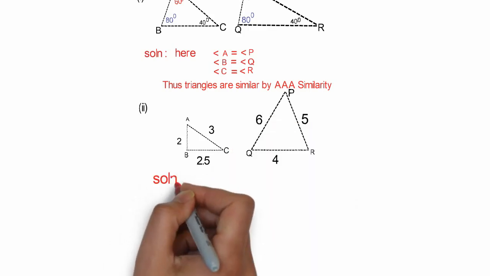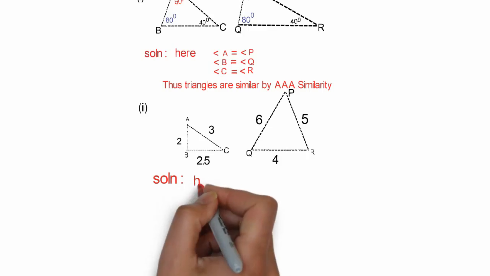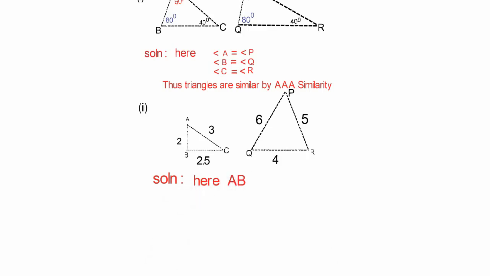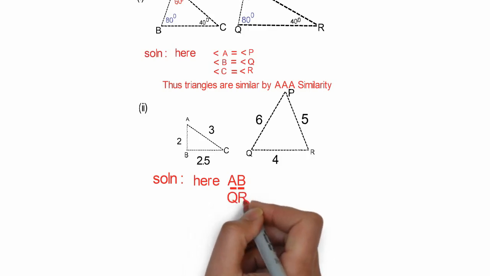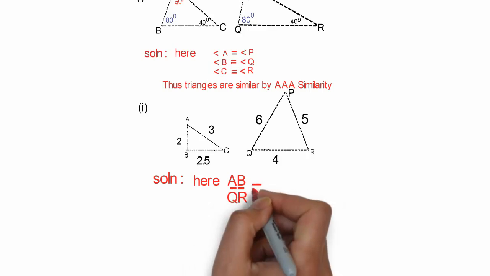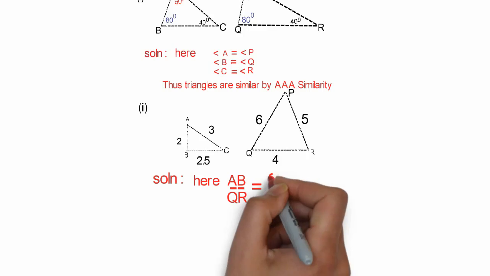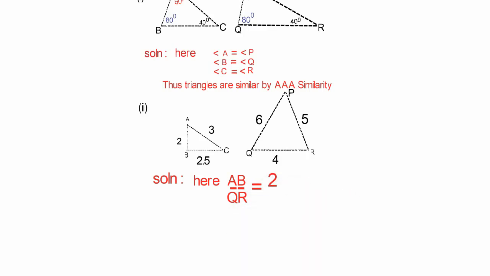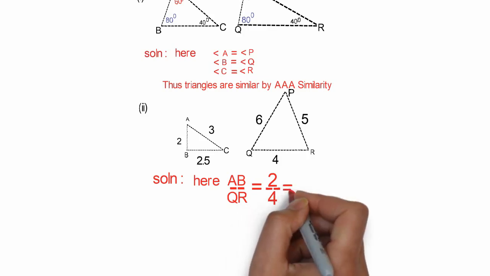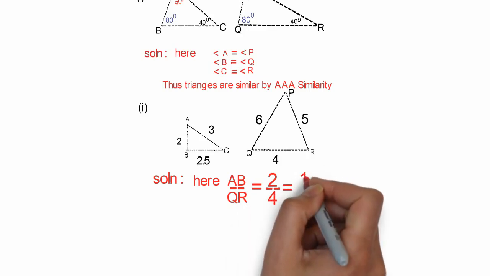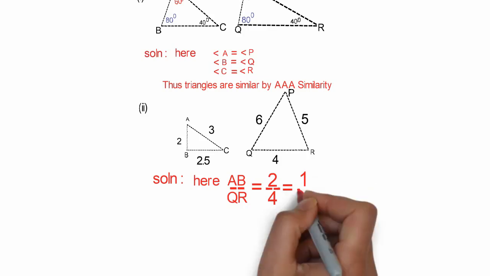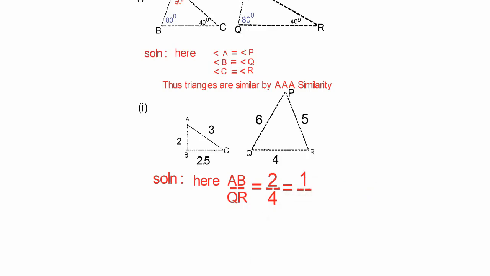Now come to the solution. Since the measurements of the sides are given, we have to take the ratio of the sides. So AB upon QR is equal to 2 upon 4. If we simplify it, we get 1 by 2. By the table of 2, both numerator and denominator will be cancelled.